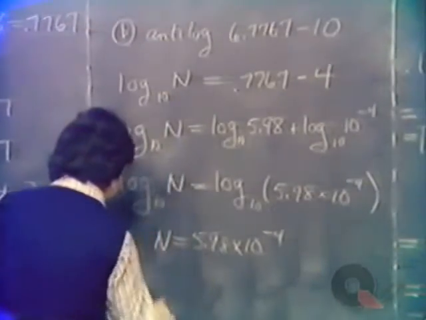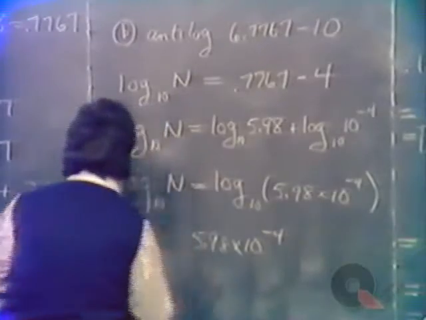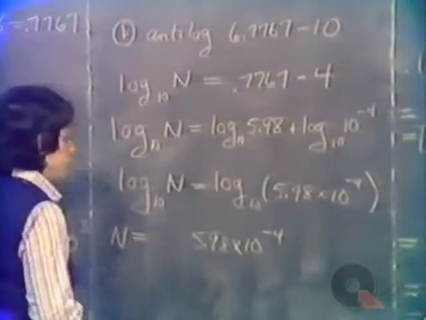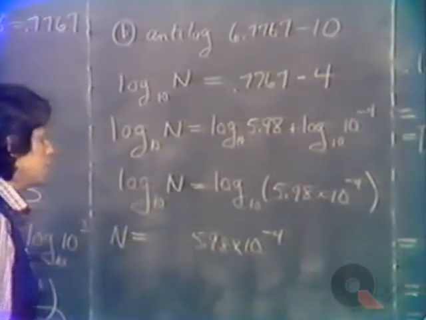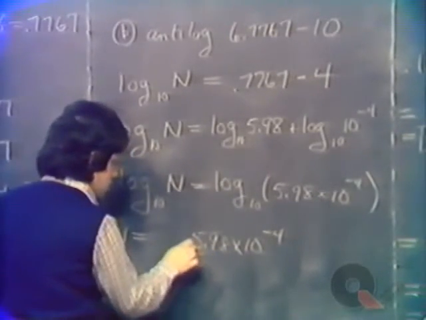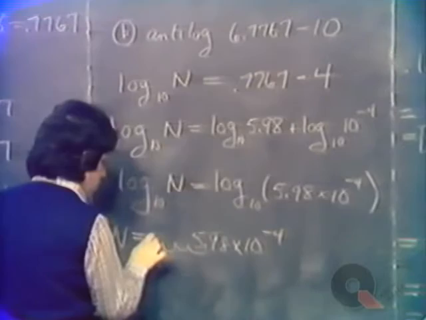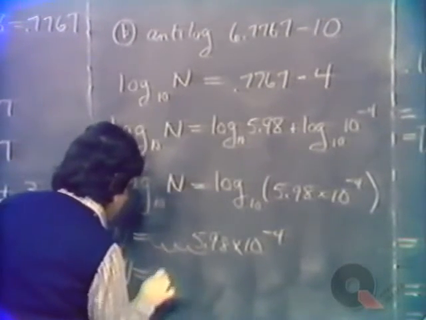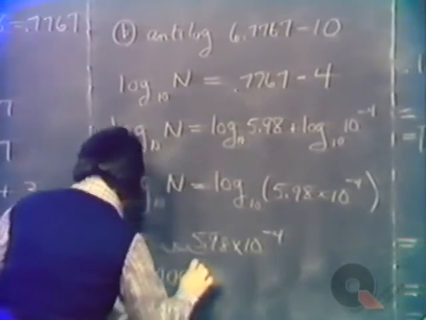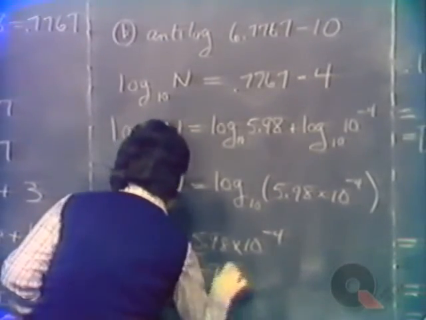And when you multiply by 10 to the minus 4 power, you move the decimal 4 places to the left. Once, twice, 3, 4. So we're going to get 0.000598.